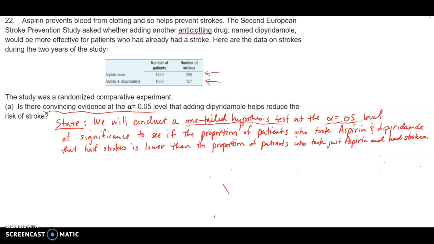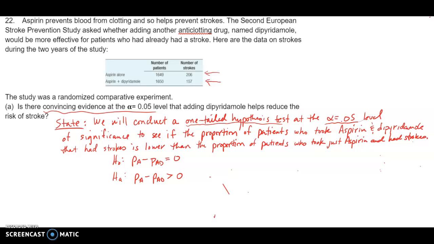Next step in this state portion is to do the null hypothesis and alternative. The null hypothesis looks like this. And it essentially says that there is no difference in these two proportions: the proportion of patients that took aspirin alone and had strokes, and the proportion of patients that took aspirin and dipyridamole and had strokes is no different. Alternative hypothesis looks like this.